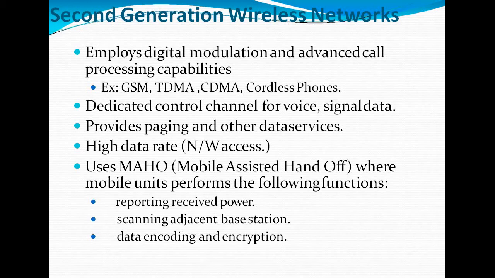And next is MAHO, that is mobile assisted handoff, which is used in the second generation of the wireless network, where mobile unit platforms include the following functions like reporting service, reporting received power, scanning adjacent base stations, data encoding and encryption. All are used in MAHO, which is used in the mobile units. Again, MAHO is the mobile assisted handoff.